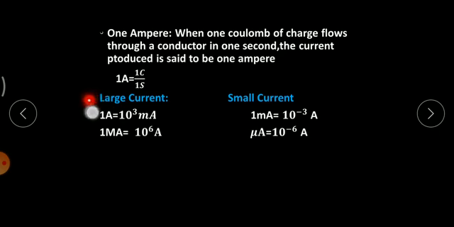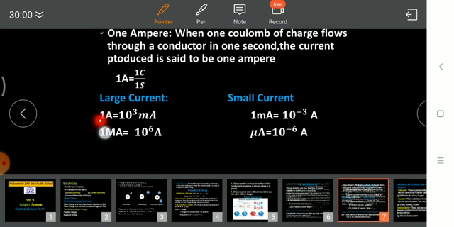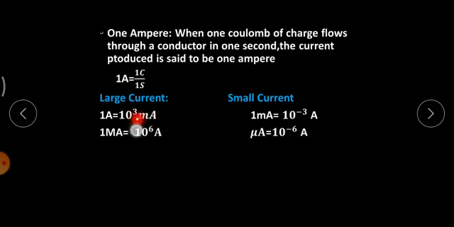Now certain quantities like large currents and small currents have been asked previously in your exams. Large currents: 1 kiloampere is 10 to the power 3 ampere, and 1 megaampere is 10 to the power 6 ampere. Small currents: 1 milliampere equals 10 to the power minus 3 ampere, and 1 microampere equals 10 to the power minus 6 ampere. This is the magnitude we have to remember.